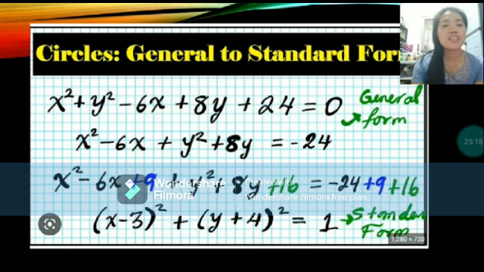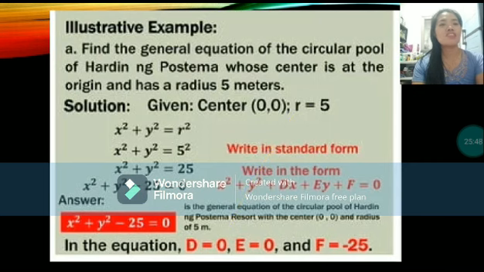Then it's already a perfect square binomial. So x squared minus 6x plus 9 is factorable as (x minus 3) quantity squared. And then y squared plus 8y plus 16 is also a perfect square. We have (y plus 4) quantity squared is equal to 1. Okay, so that is now the standard form of a circle. I hope you were able to follow. Okay, let's continue. Let's have more examples.